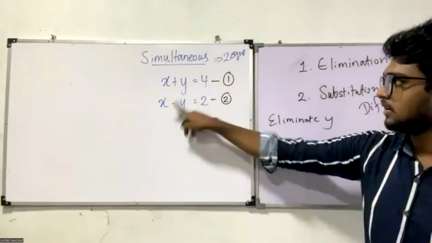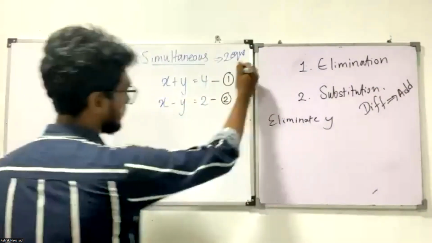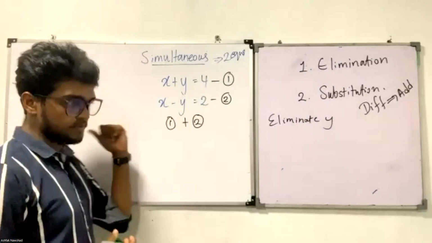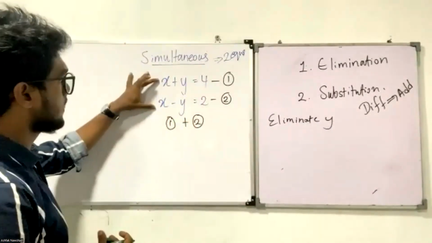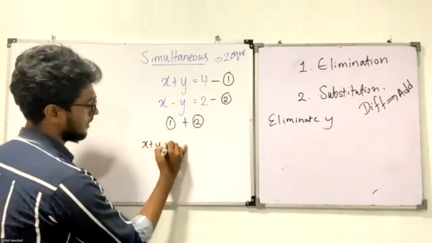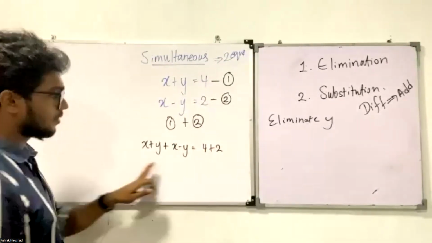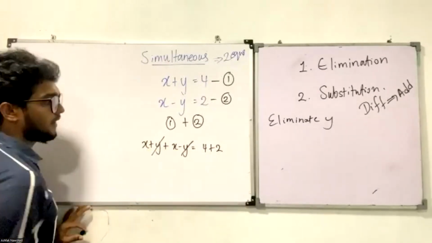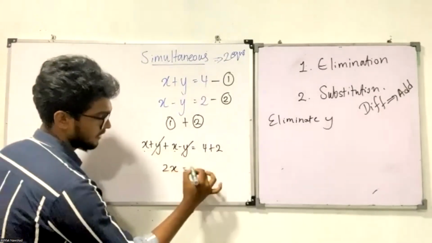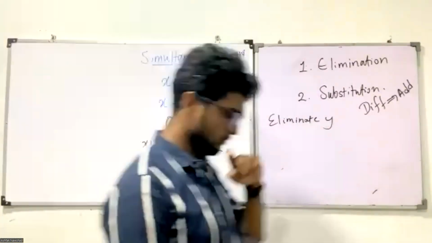So the signs are different, so we are going to add the two equations. We add the first equation to the second one. As we did yesterday, when adding two equations, we must add the left side separately and the right side separately. Addition: x plus y plus x minus y is equal to 4 plus 2. See, y gets eliminated. Now there's a simple equation. X plus x is 2x, and here it's 6. Now the value of x is what? 3. Is this understood?